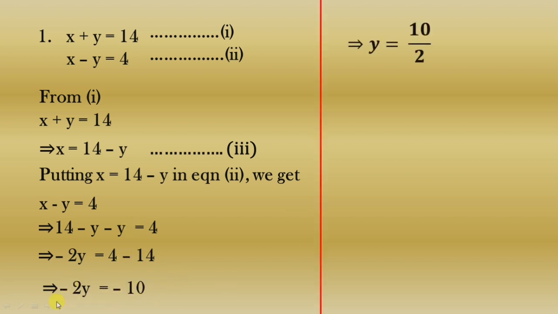This minus and this minus will get cancelled. So y is equal to 10 divided by 2. Now y is equal to 5. After cancellation, 2 ones are 2, 2 fives are 10.